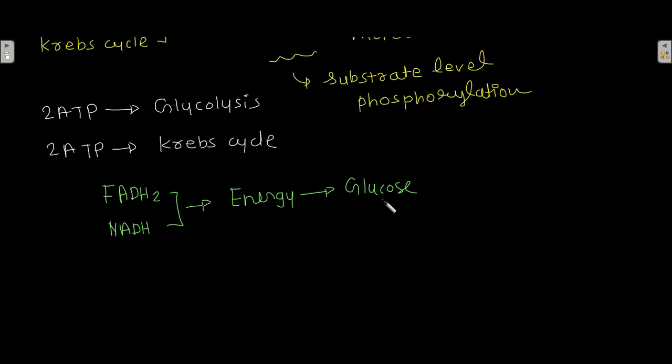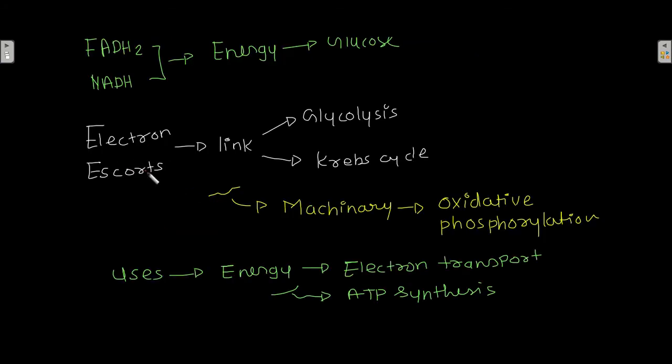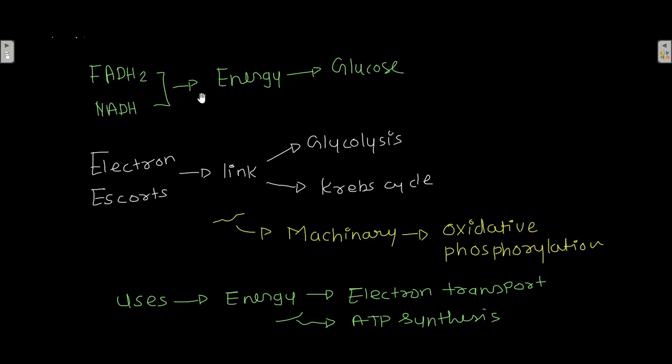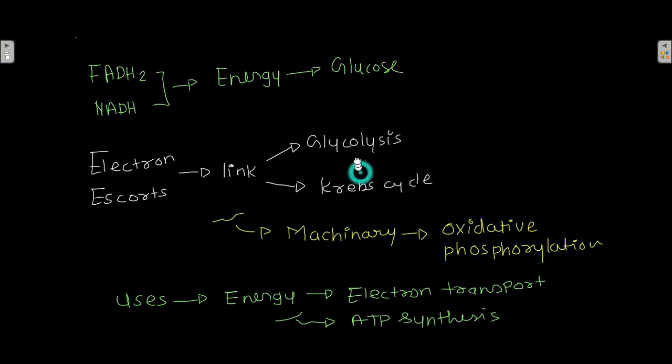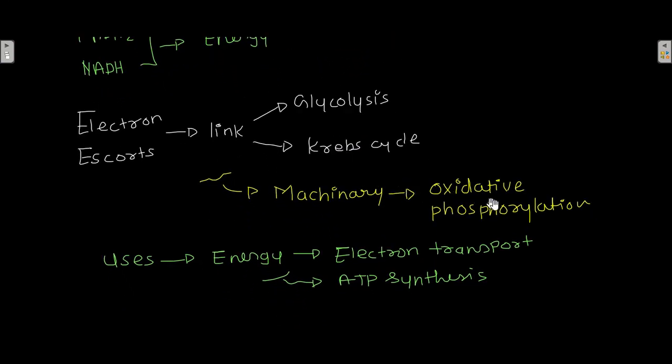Now electron escorts link glycolysis and the Krebs cycle to a machinery known as oxidative phosphorylation, which uses the energy of electron transport for ATP synthesis. So FADH2 and NADH, which are generated from glucose via glycolysis and the Krebs cycle, are used in oxidative phosphorylation to generate ATP. You will understand this better when you see the video of oxidative phosphorylation. So go and watch it.